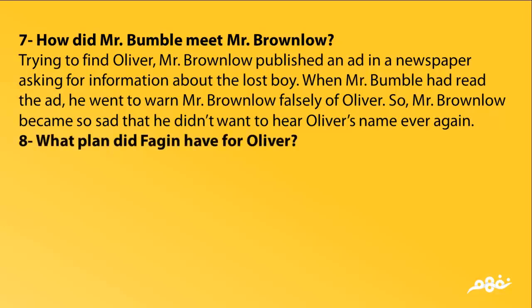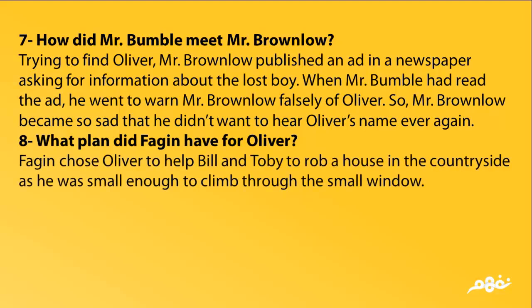What plan did Fagin have for Oliver? Fagin chose Oliver to help Bill and Toby to rob a house in the countryside, as he was small enough to climb through the small window.